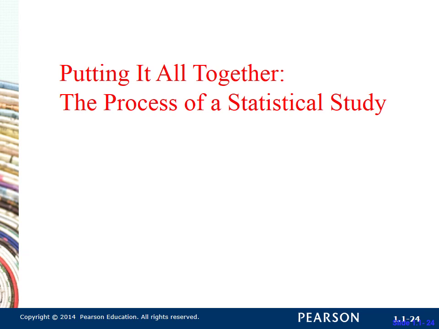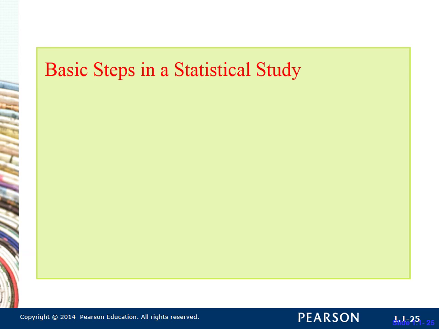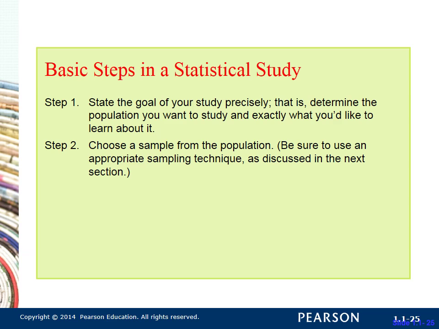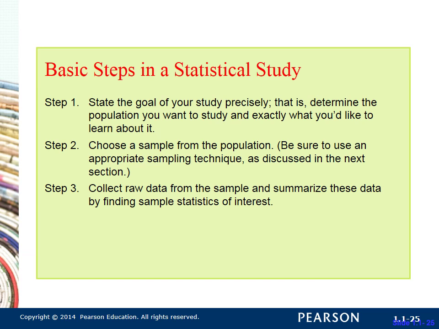All right, so putting it all together, how do we do a statistical study? Basic steps. First, state the goal very precisely. The more precise you are, the better you will get your results. Choose a sample from the population. Now we're going to be talking about this next section about what's appropriate. You can't just go grab a couple people you know and ask them. That's called convenience. You have to have a proper sampling technique.